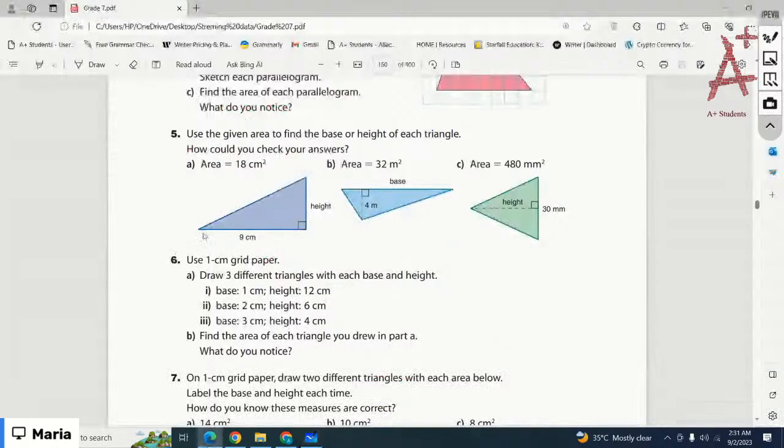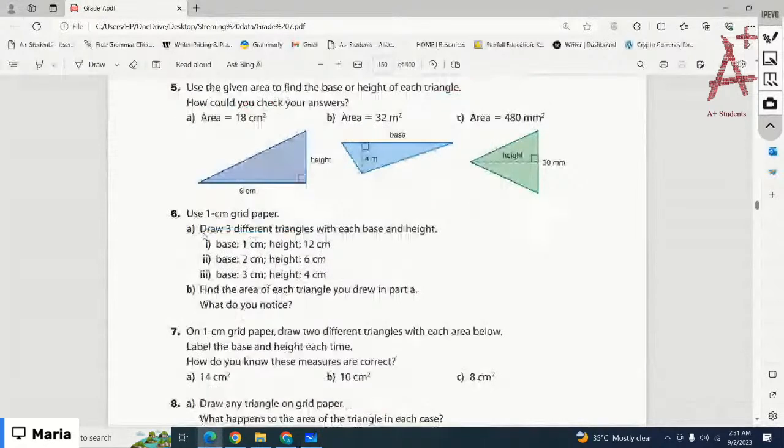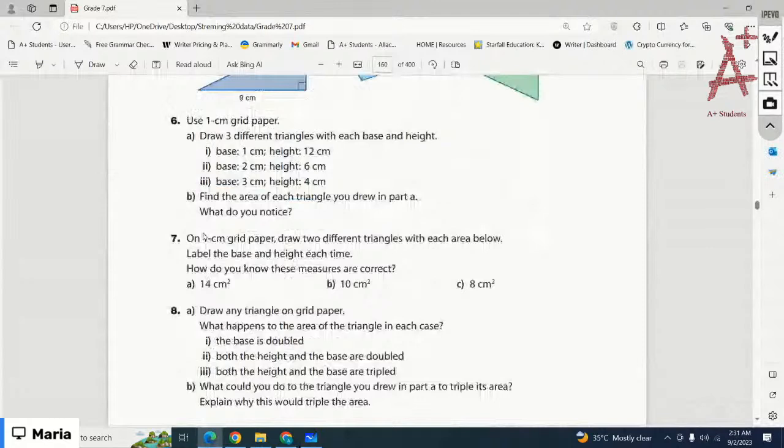Okay, the next one is: use 1 centimeter grid paper. Draw 3 different triangles with each base and height. So you have to draw 3 different triangles, right? For example, the first one is base 1 centimeter and height 12 centimeter. You have to draw 3 different ones, right?